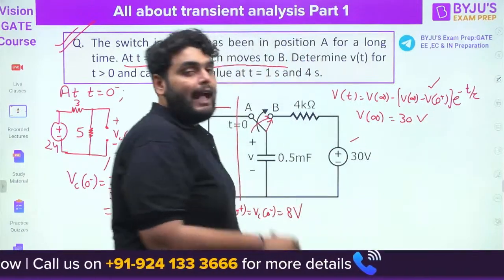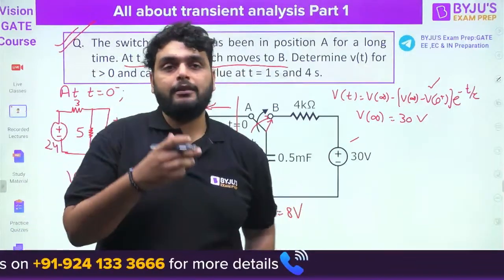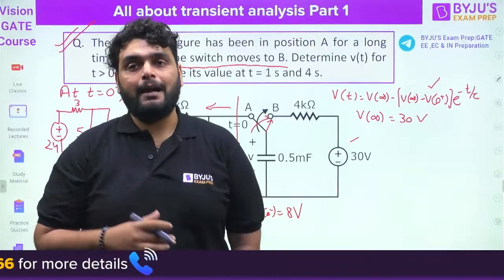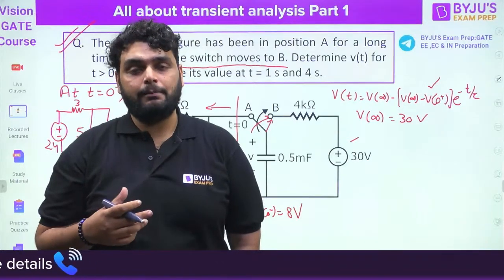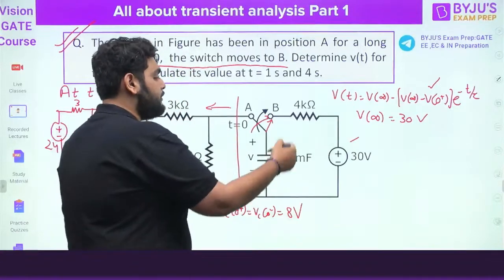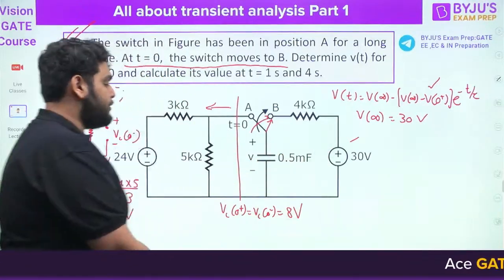Understand this here. At steady state, the capacitor will charge equal to the supply voltage. Capacitor will charge equal to the supply voltage if it is connected in series with the source. So here capacitor is connected in series with the source, so it will charge to a supply voltage.